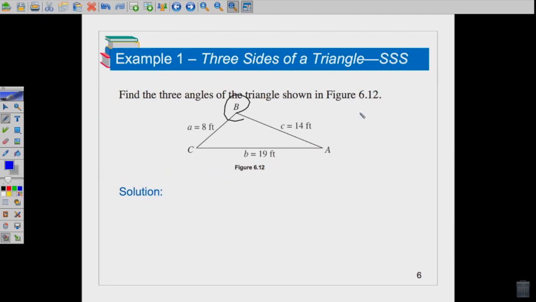So when I do this, I'm going to have cosine B by itself, and that's going to equal A squared plus C squared minus B squared over 2AC. Alrighty, so now it's simply a matter of plugging in values. What it looks like here is 8 squared plus 14 squared minus 19 squared over 2 times 8 times 14.